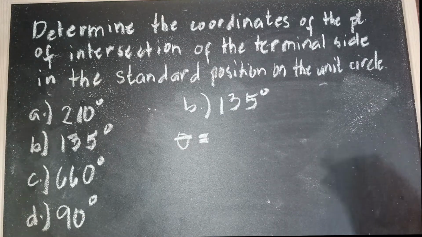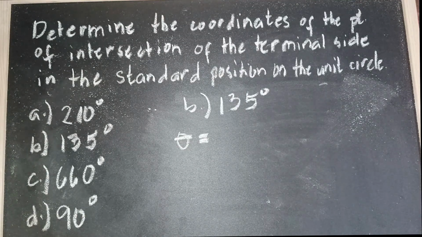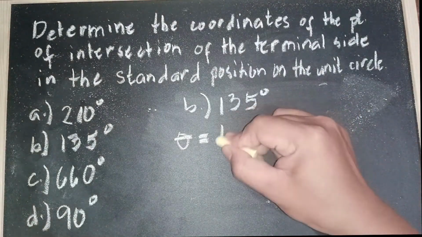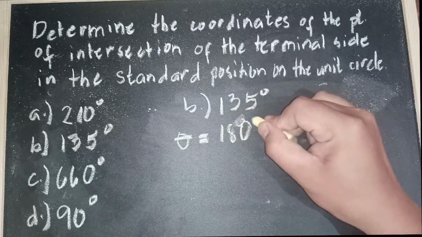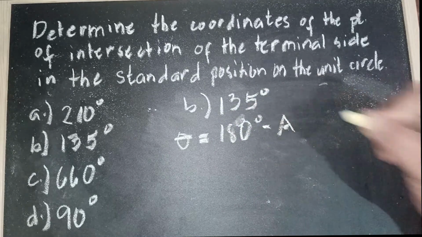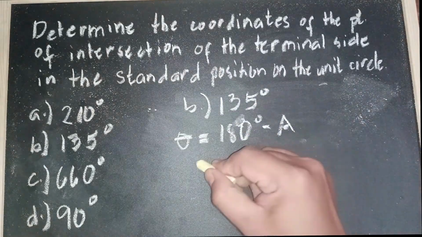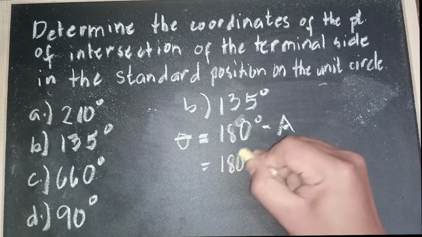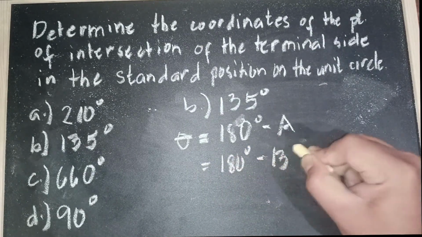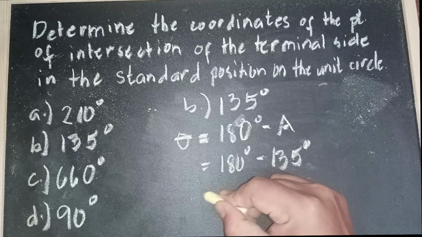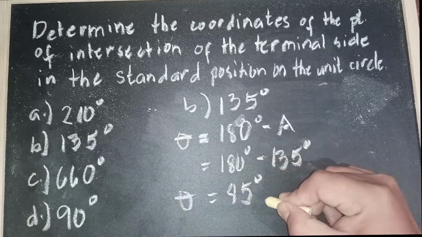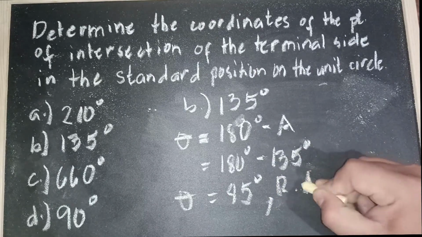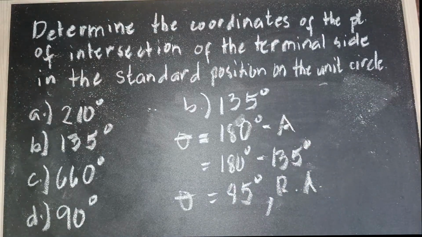Okay. Pag nasa second quadrant yan mga boss, yung gagamitin natin na formula sa pagkuha ng reference angle is 180 degrees minus A, where A is the given angle. So this is equal to 180 degrees minus 135 degrees. So that is 45 degrees. So this is the reference angle of 135 degrees.